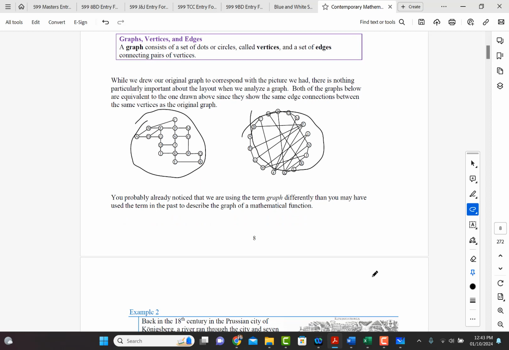Now, as you probably already know, we're not using the term graph the same way that we normally would in an algebra class.